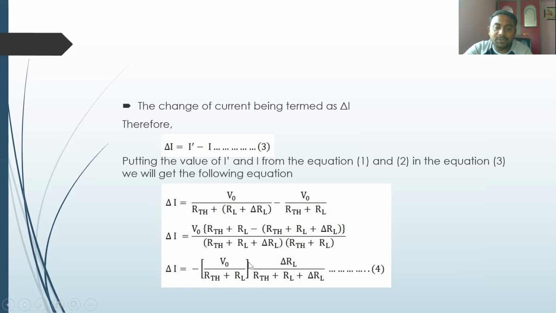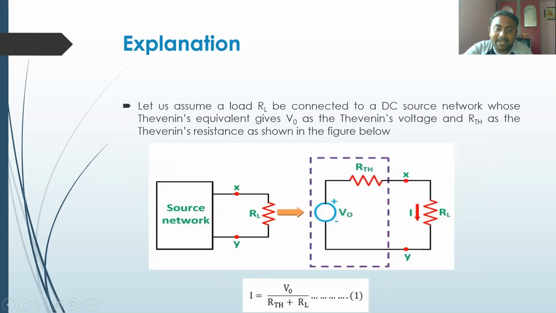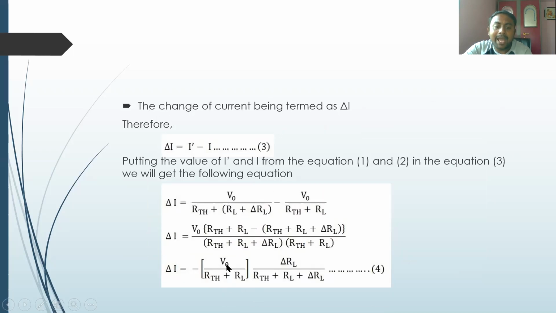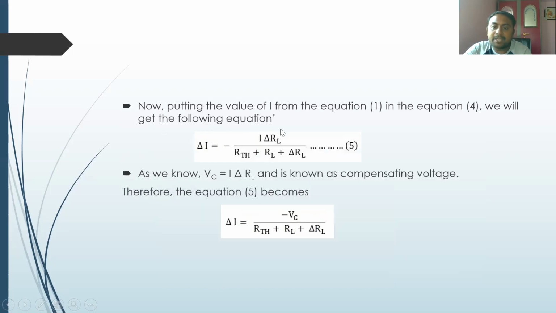So as we know, V naught divided by RTH plus RL is what we defined as I. So I'm replacing V naught divided by RTH plus RL with I, and I'm representing this as equation 5. As I said earlier, in the compensation theorem, the compensated voltage VC equals the current flowing through the network I into the change in resistance when all the sources are inactive. So the same thing we got: I into delta RL can be replaced with VC.